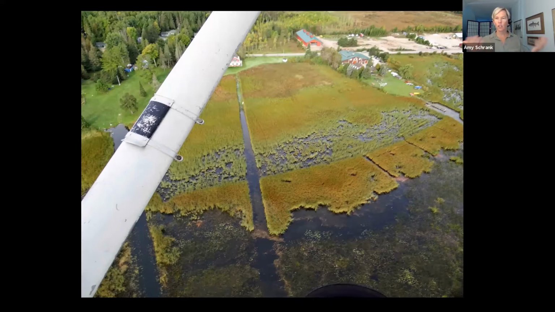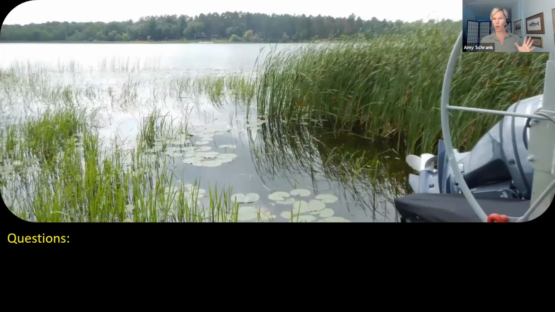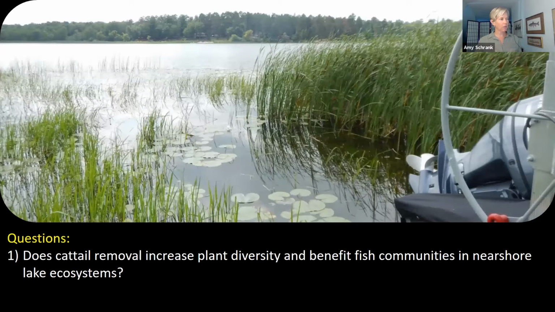And our question is, can you distribute these small scale openings across the landscape, and is that beneficial for plant and fish communities? So our big question, how does small scale mechanical harvesting of cattail stands affect nearshore lake ecosystems? So is this beneficial for plants, and is this beneficial for fishes? So if we talk about our research questions a little bit more specifically, does cattail removal increase plant diversity and benefit fish communities in nearshore lake ecosystems?